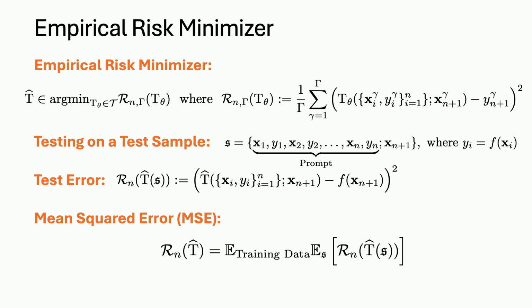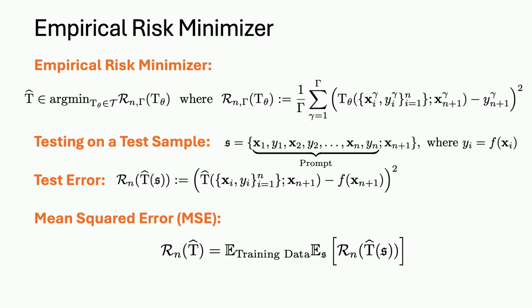And after you train the transformer to get the global minimizer t hat, we're not addressing any optimization here, we are going to use t hat to make a prediction on a new test sample, which has a new function, okay? And then, so what is test error? So we are going to look at the error, okay?